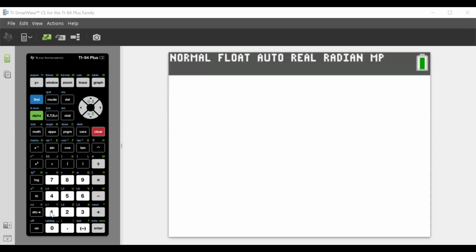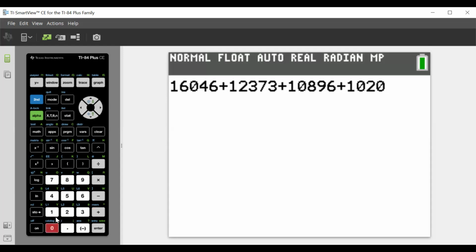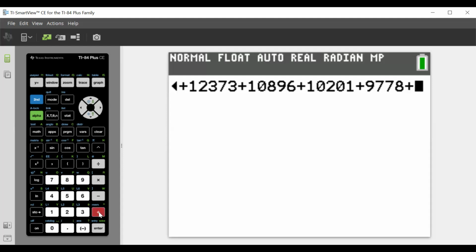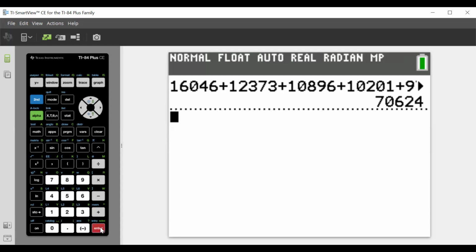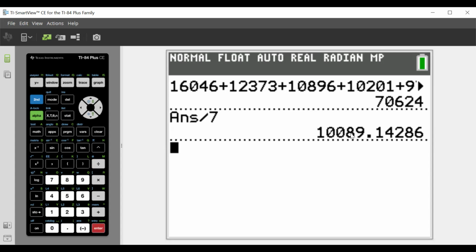So we'll do 16,046 plus, and then we had 12,373 plus, then we had 10,896 plus 10,201 plus 9,778 plus 8,251 plus 3,079. So if we add all those together and we divide by the number it said there was, which is 7, this is going to be our average.